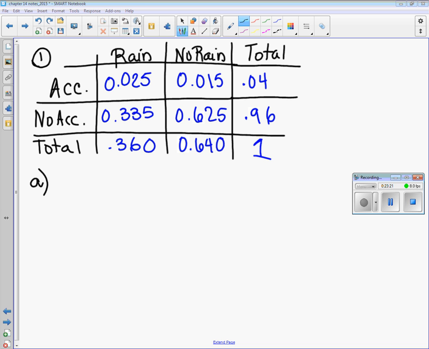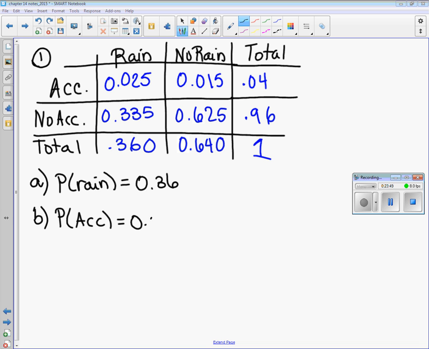Letter A says, what's the probability of rain? 0.36. It's just that we don't have to divide by anything because it's already given to us. We don't have to divide by 1. We could if you wanted, but really not necessary. How about B? What is the probability of accident? 0.04. Very good.